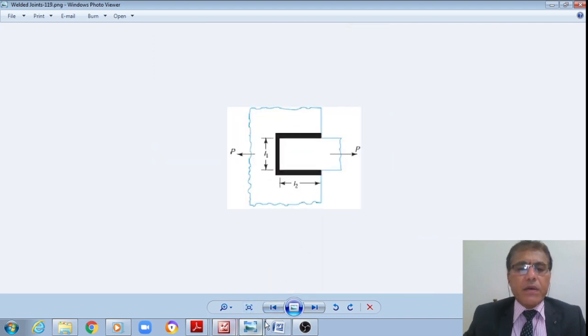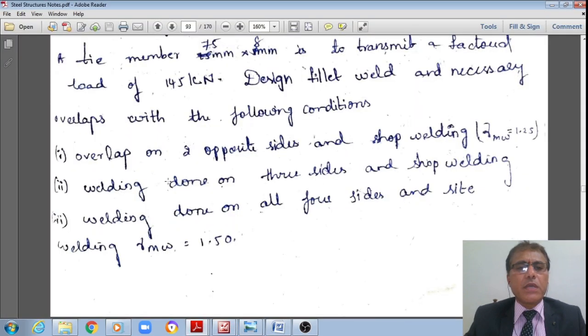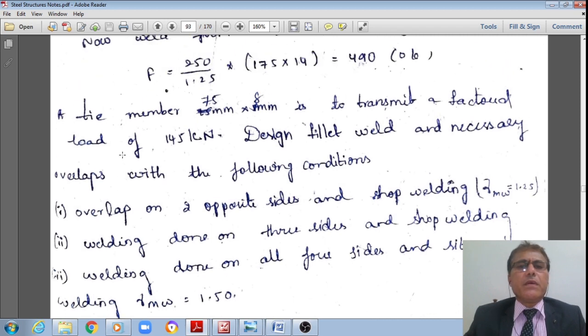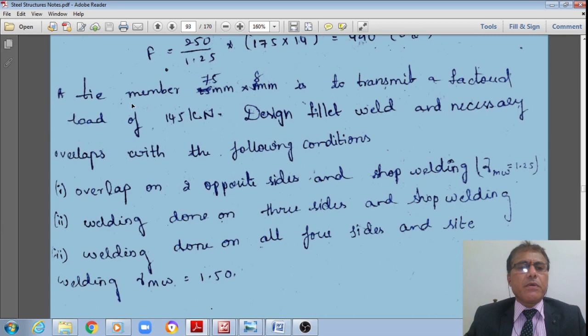Now let us see the numeric problems at a quicker pace. Now let us move to the numeric problems. I hope you are enjoying the discussions. Now let us see the first problem.